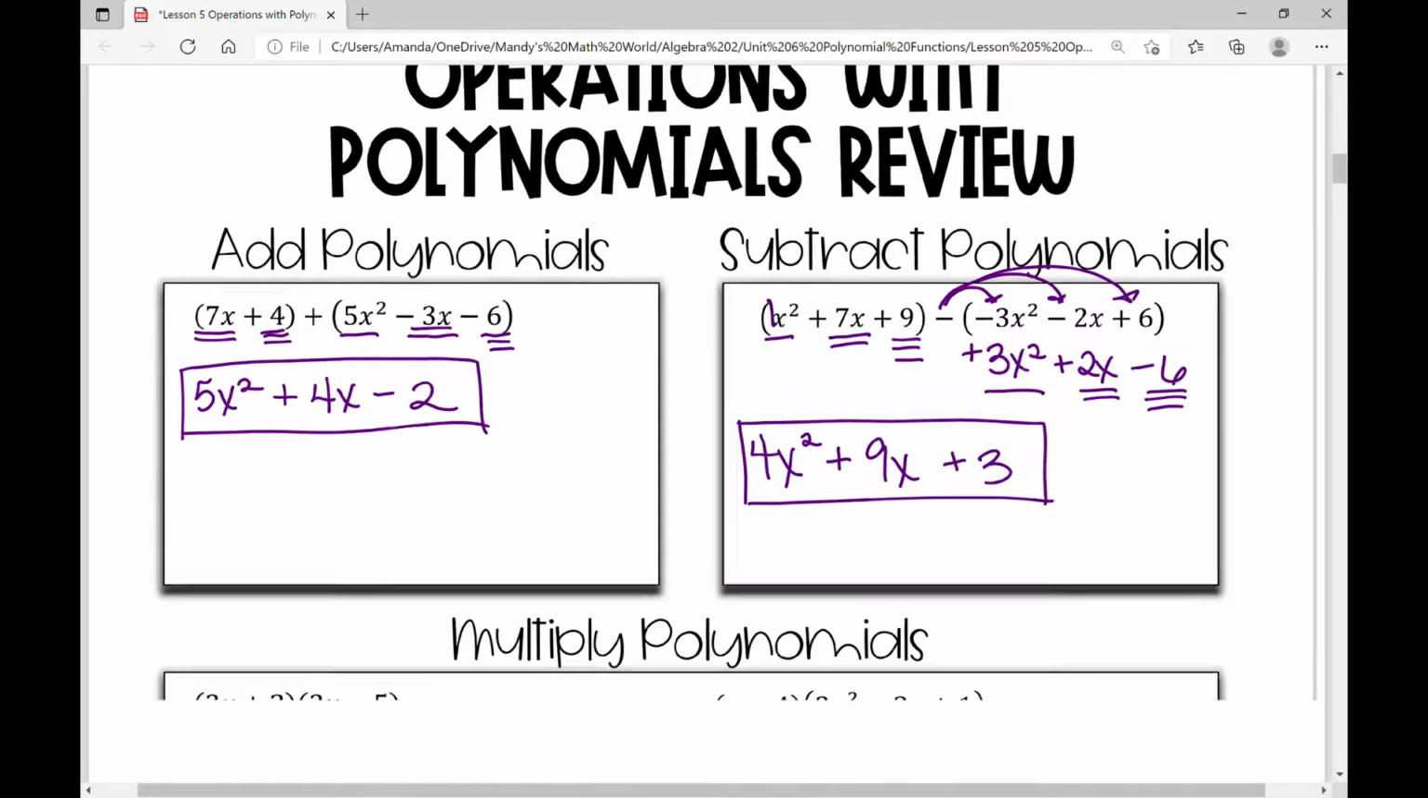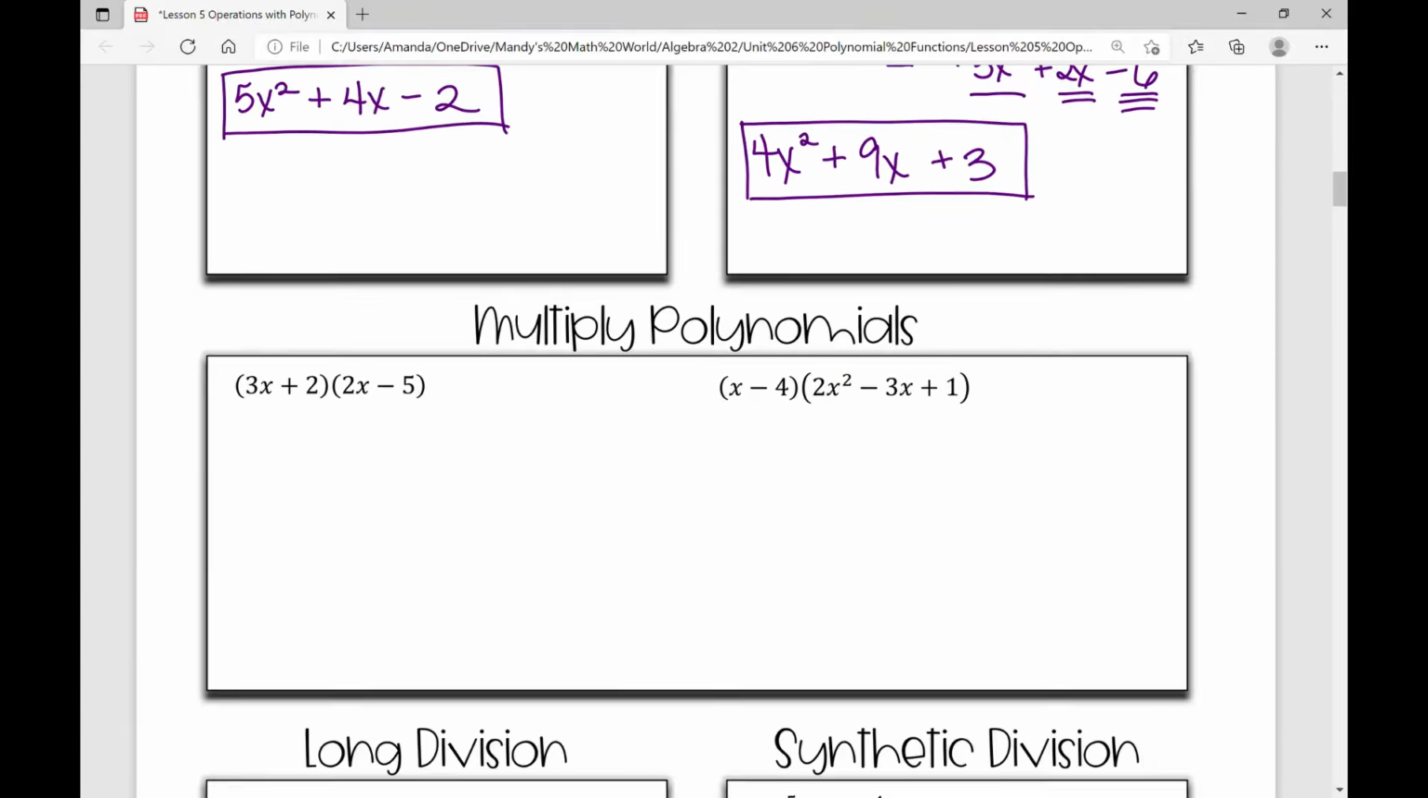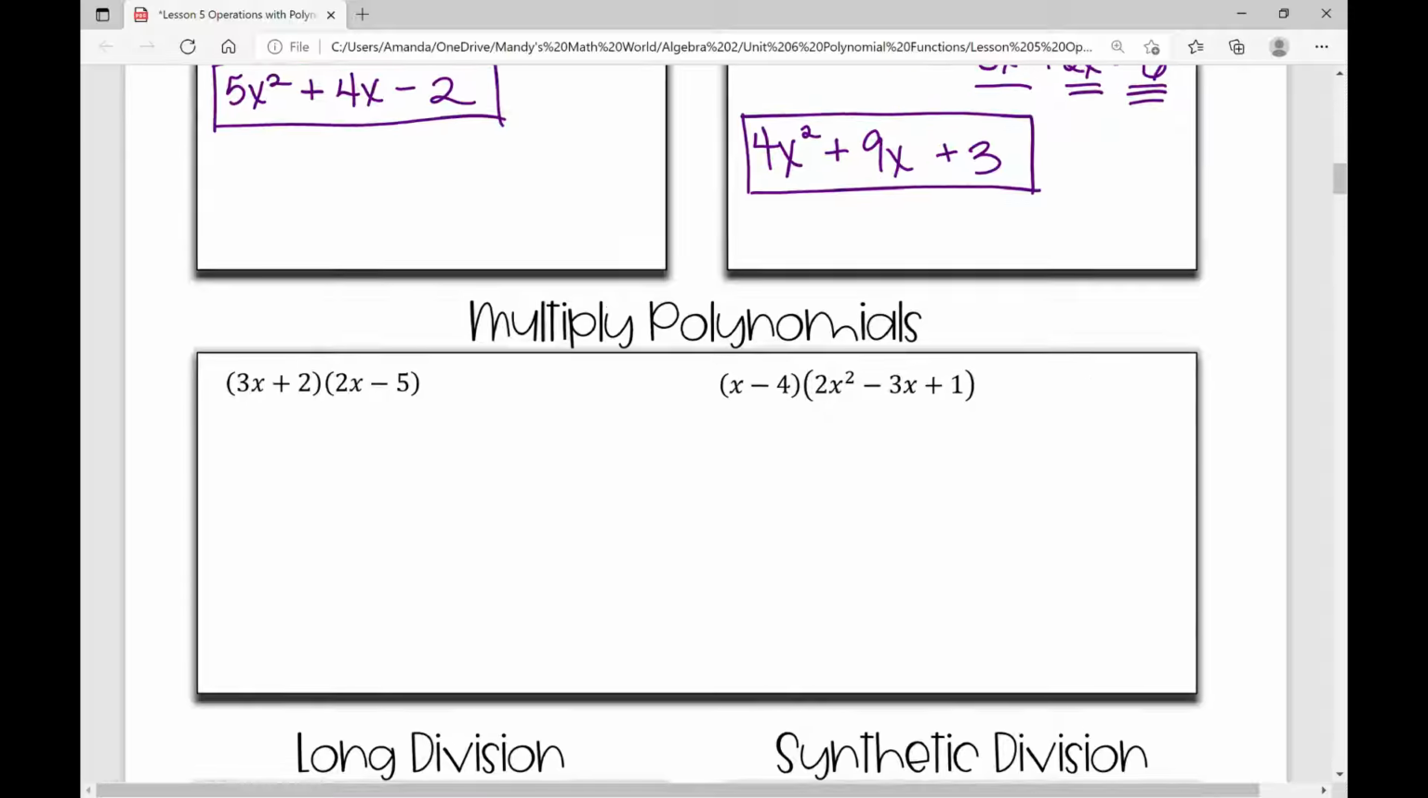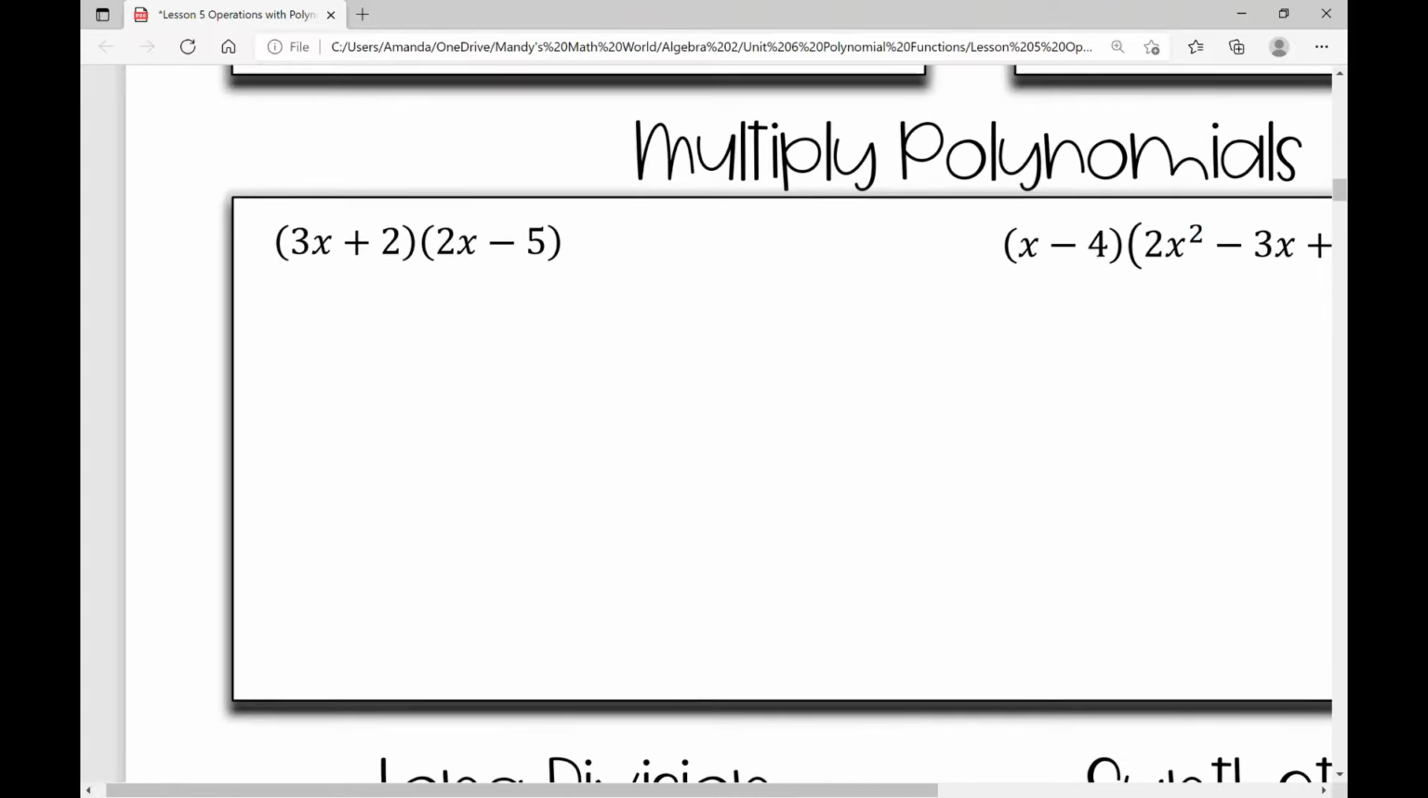Let's move on to multiplying polynomials. So here I have an example where we are multiplying binomials and an example where I have a binomial times a trinomial. So I'm going to show you the two different methods that I use to teach multiplying polynomials, and hopefully you find you have one method that you like, and that's the method I say to use every time. So in this first one, 3x plus 2 times 2x minus 5, I use FOIL.